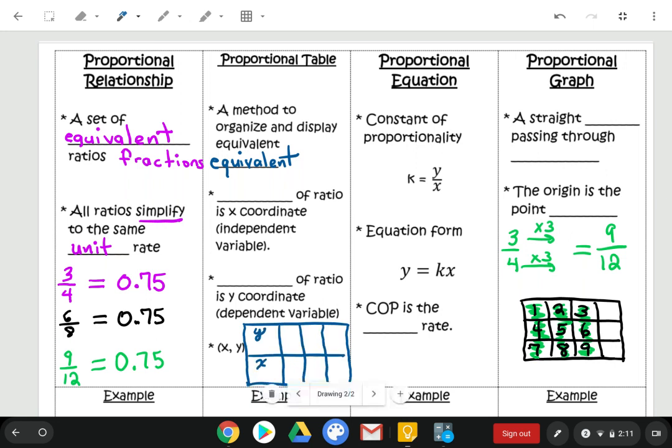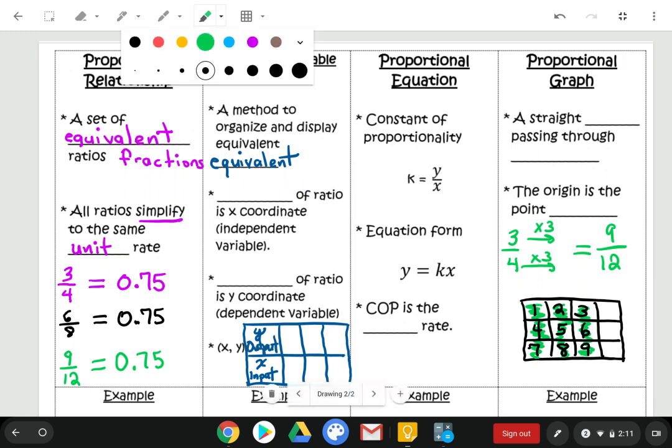The X, sometimes we call the input. In science, the X is called the independent variable. And then the Y is called the output. And in science, the Y is called the dependent variable. So watch what I do with these fractions, okay?